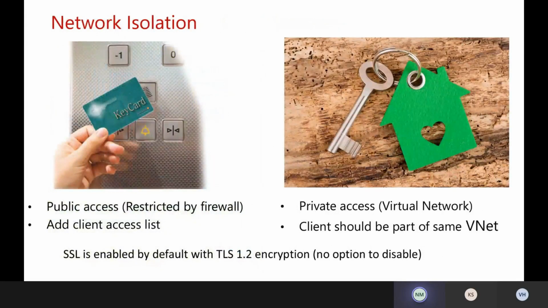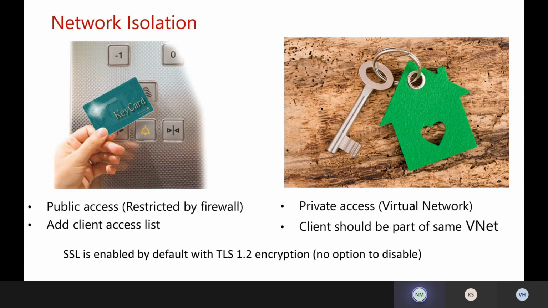With the service, when it comes to network isolation, you have, of course, two options. There is public access that you can configure for your service. It will be restricted by firewall. So unless you whitelist an IP address, it's not available to be accessed from the outside world. And then you just add the client list, whichever application server or interactive client will access this database.